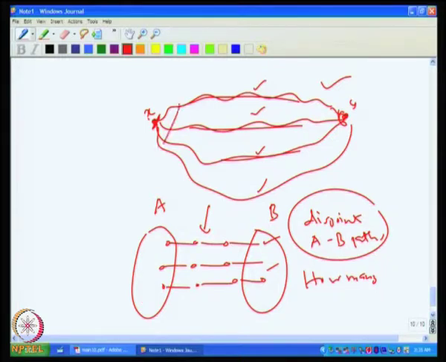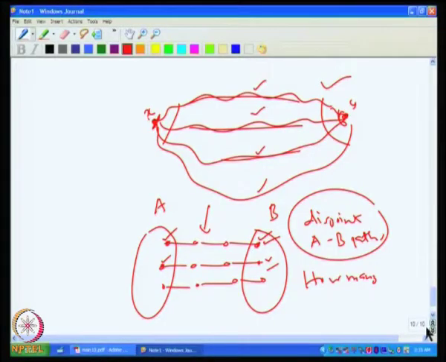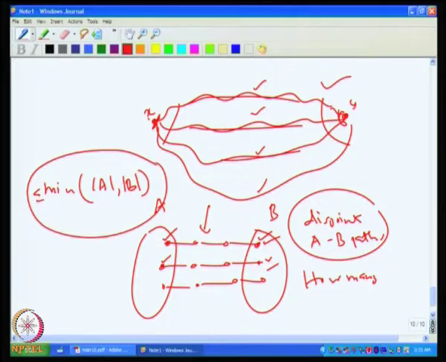Here I only wanted internally vertex disjoint things. Here I want disjoint. That means for an AB path, even the endpoint should not be shared. So in other words, how many such AB paths can there be? Definitely we cannot have more than the minimum of the cardinality of A comma B. So that is an upper bound for the number of possible disjoint AB paths. So this is the parameter we will be studying.